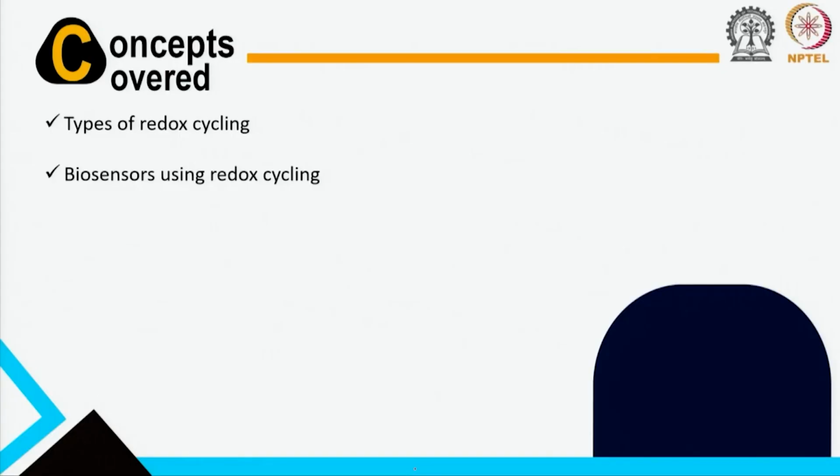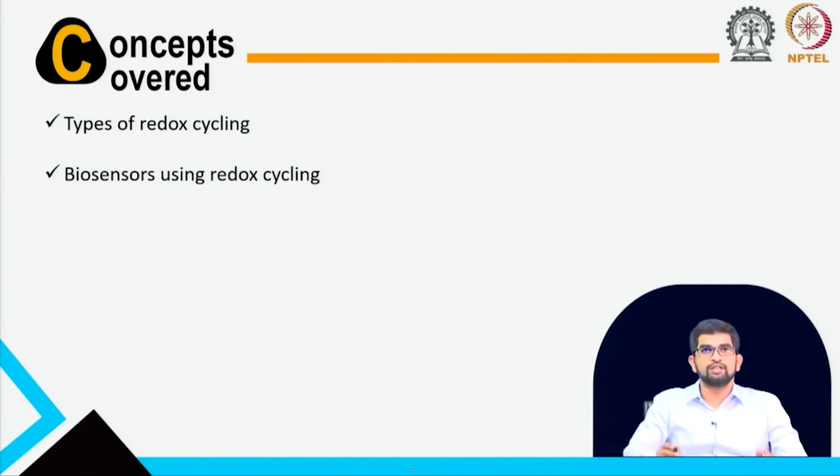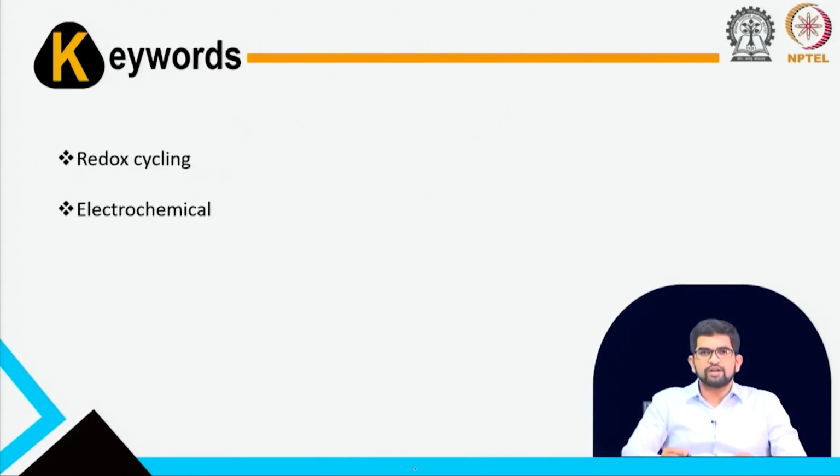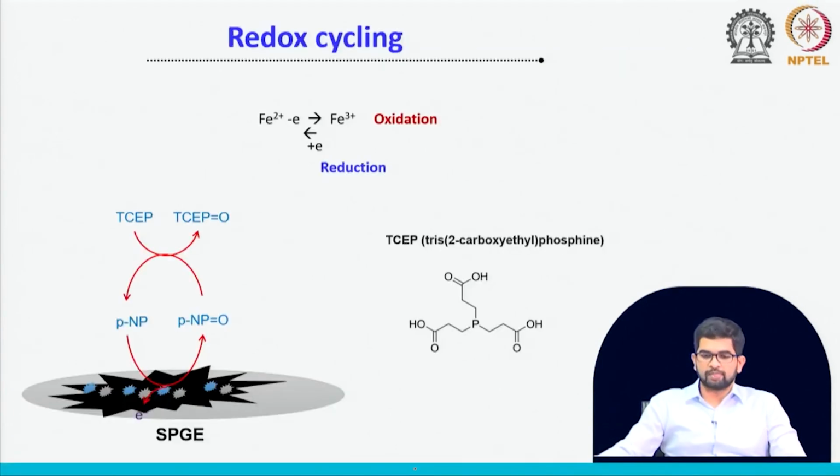The main concept I will cover today is mainly the types of redox cycling that we want to use, and we will cover the biosensors using redox cycling amplification. The main keywords for this lecture you can search are redox cycling, electrochemical redox cycling, and signal amplification. So they are the main keywords for this lecture.